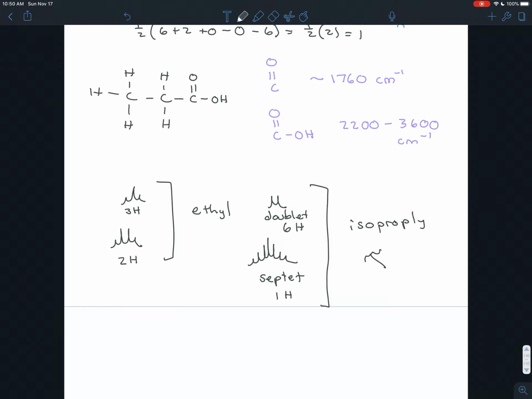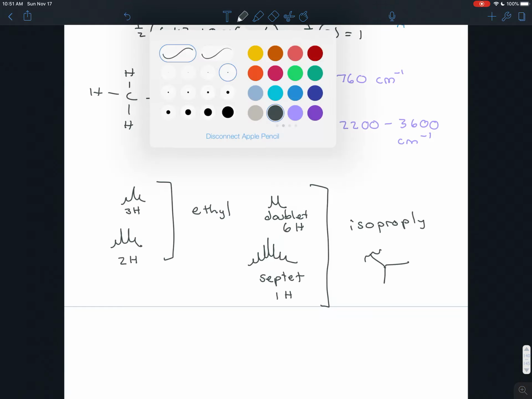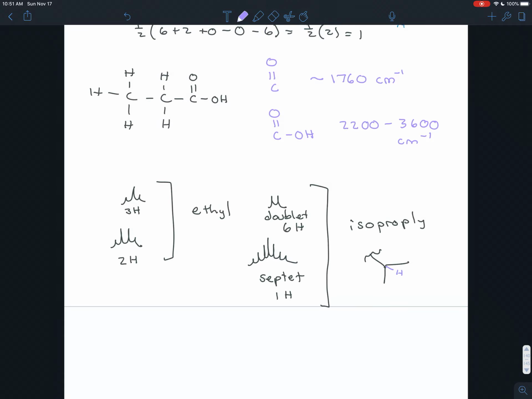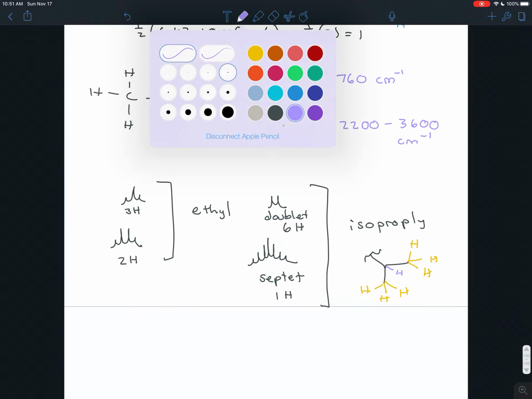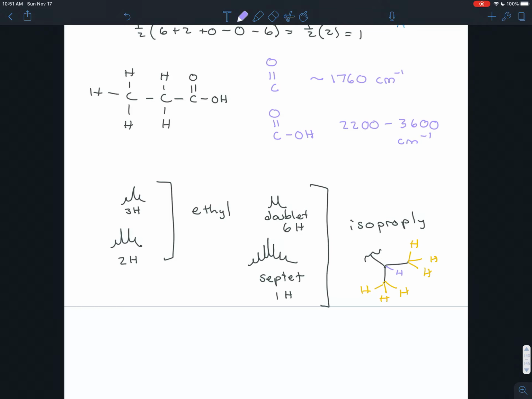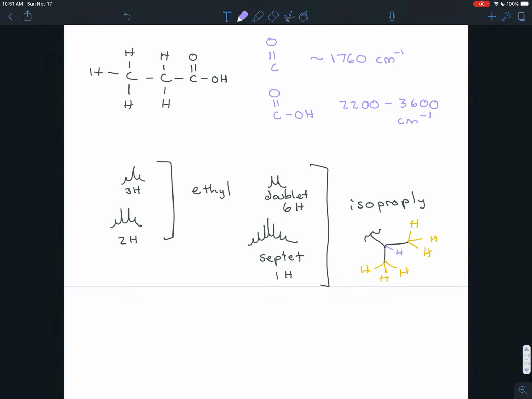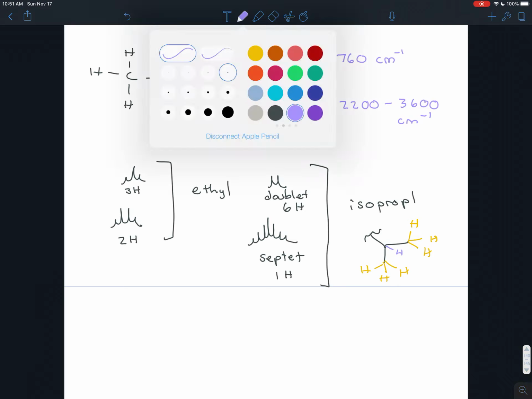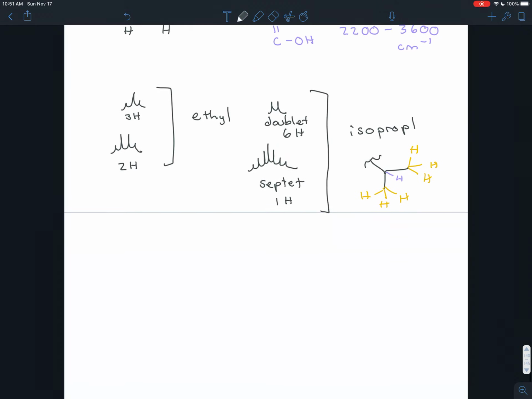Right, in an isopropyl group, which looks like this, you have 1 hydrogen in the middle, and you have 6 hydrogens on the methyl groups next to it. The 6 hydrogens in yellow are just surrounded by the 1 purple one, so they split into a doublet, and the 1 hydrogen in purple is surrounded by 6 hydrogens in yellow, so it splits into a septet. So if you see that pattern, that's a sign you have an isopropyl group.